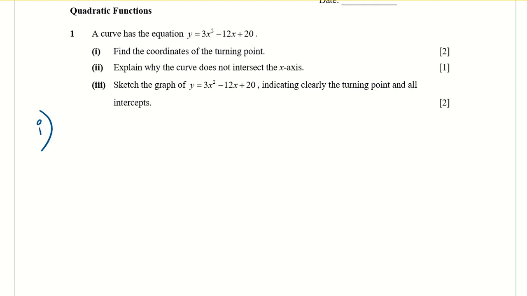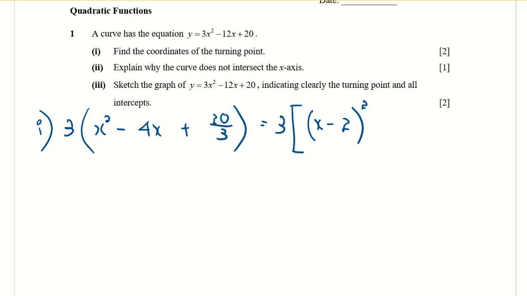Remember, it's very important for us to apply completing the square. The coefficient of x squared must be 1. Since it's 3, we have to factorize 3 throughout. Completing the square, half the coefficient of x and put in bracket. Notice the coefficient of x is -4, so half of -4 is -2.